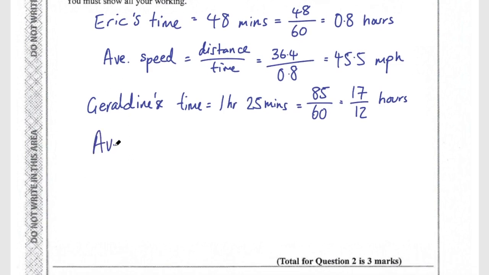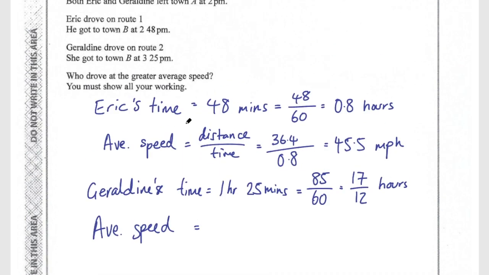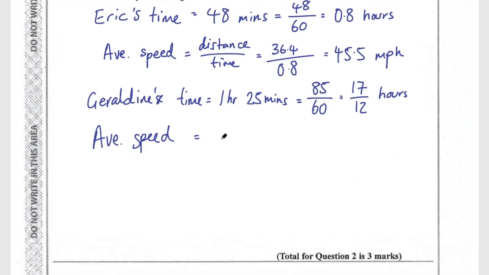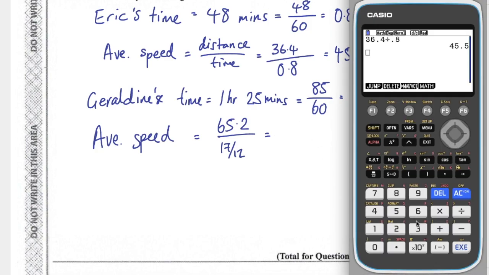So her average speed will equal distance over time again, and she has travelled 65.2 miles. So that's Geraldine's distance. Divide that by 17/12 and we'll get her average speed. So let's go ahead and do that in a calculator.